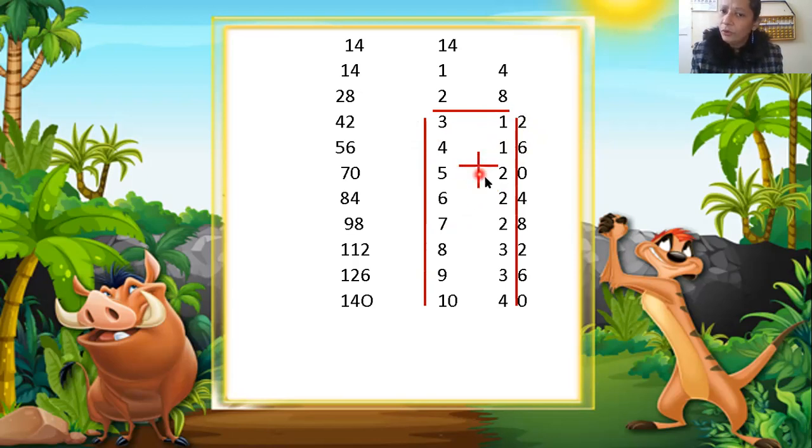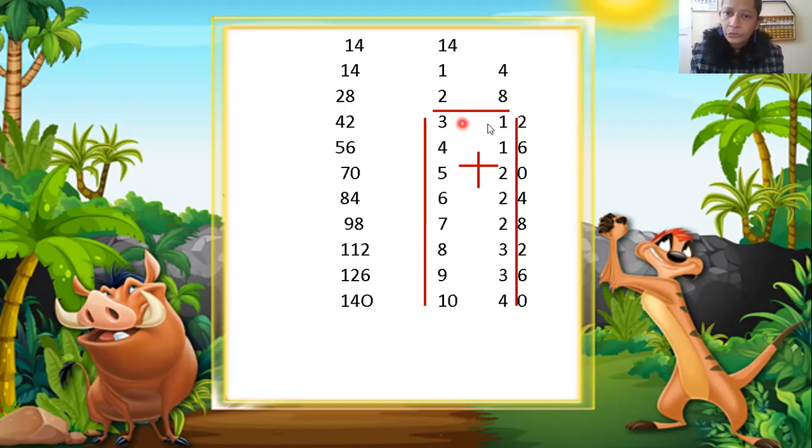Now how can you make the table of 14? You see, this is 1 and this is 4. These are actually written separately, but when we write 1 and 4 together, they become 14. Now see 28, 2 and 8 here are written separately, but when we write these two together, 2 and 8, it becomes 28.